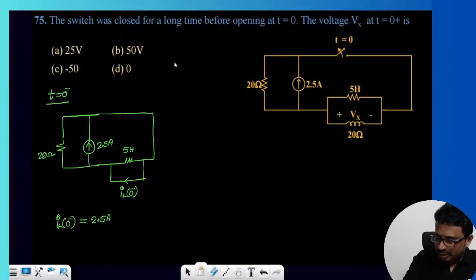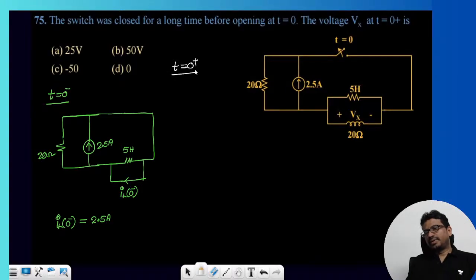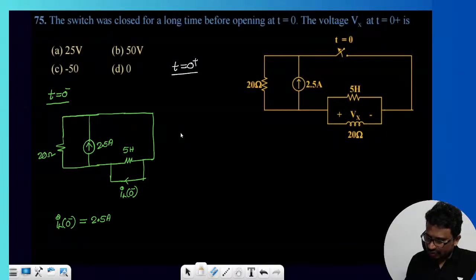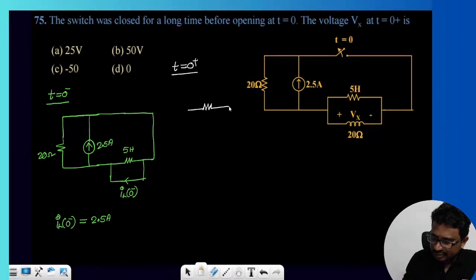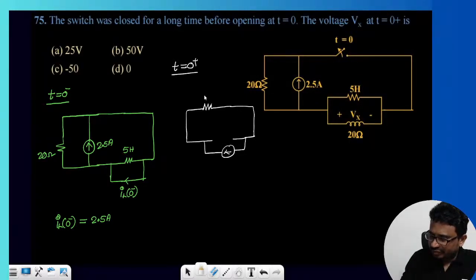Next, consider the circuit at t equal to 0 plus. Now here the switch is open, so there is no effect of the source. The inductor will start discharging via the resistance. So here the inductor will behave like a current source with some initial current. How much is that initial current? The initial current we got as 2.5.